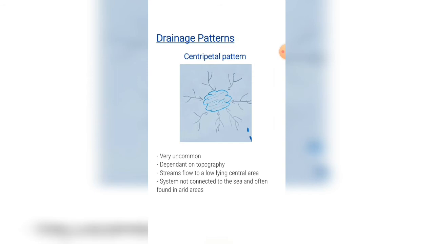So the Centripetal Pattern, it is very uncommon and it depends on the topography of the surrounding areas. The streams flow into a low central area. The system is not connected to the sea and is often found in arid areas.